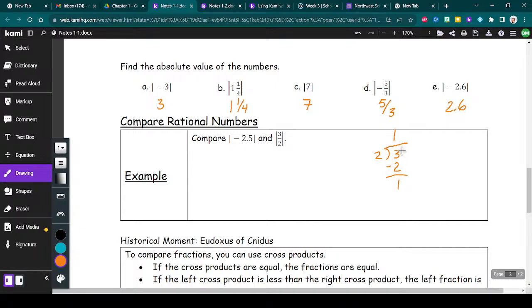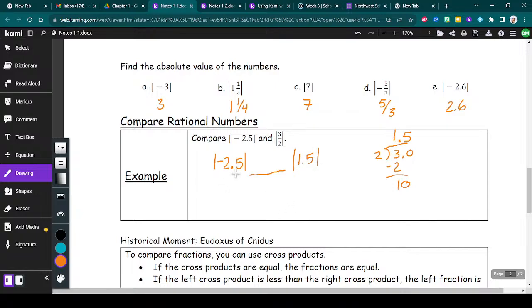3 minus 2 is 1. We drop a 0, put the decimal point up there as well. 2 goes into 10 5 times, so we have 1.5. So what we're really comparing then is the absolute value of negative 2.5 compared with the absolute value of 1.5.